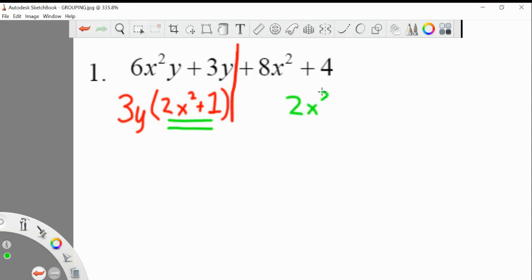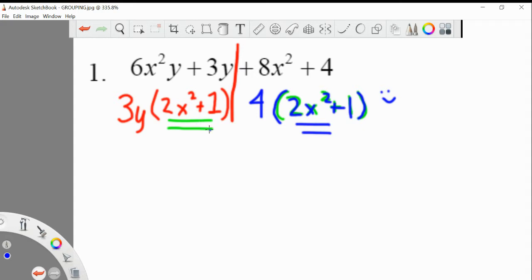Once we do this, sorry, it's 2x squared. We need this to exist over here. Otherwise, the whole thing is ruined. So what can we take out from an 8 and a 4? A 4. And then what's left over? 2x squared plus 1, right? Exactly what we need. And now we are very happy.